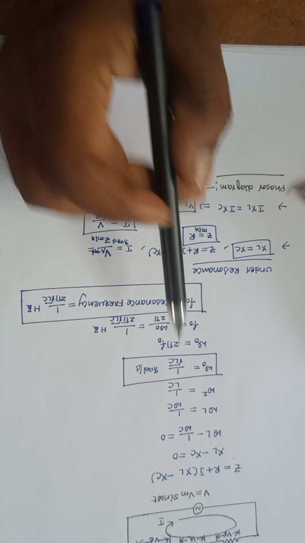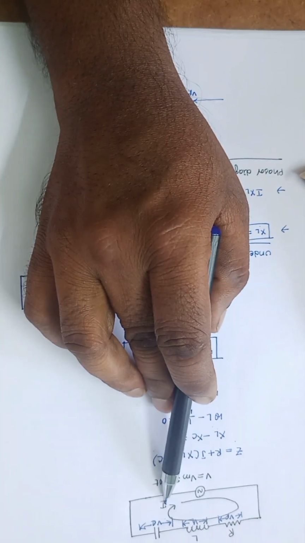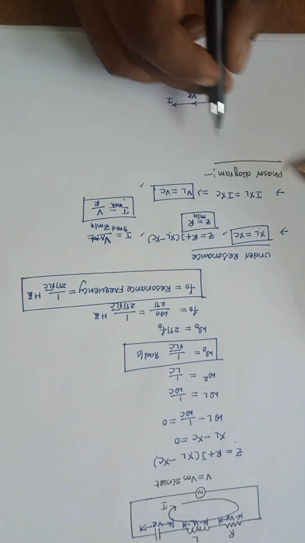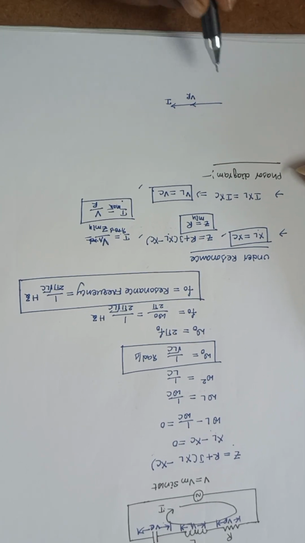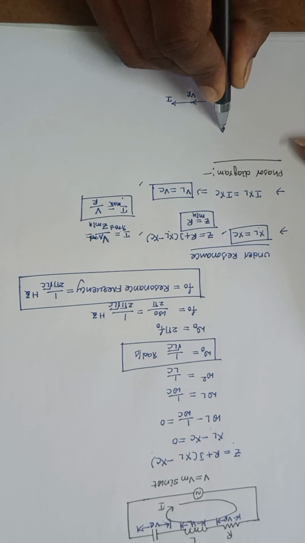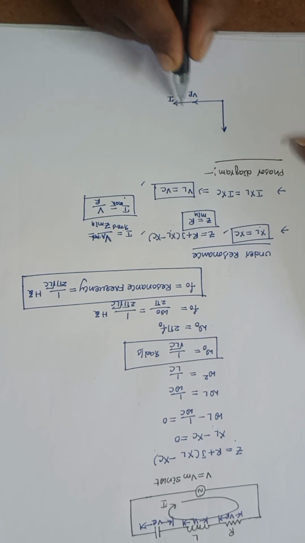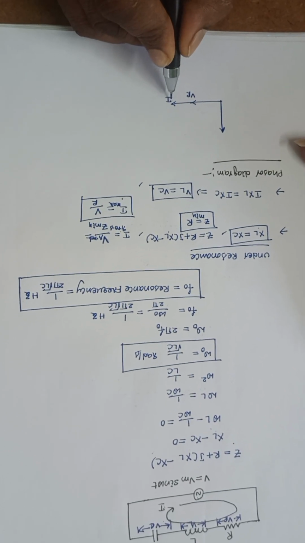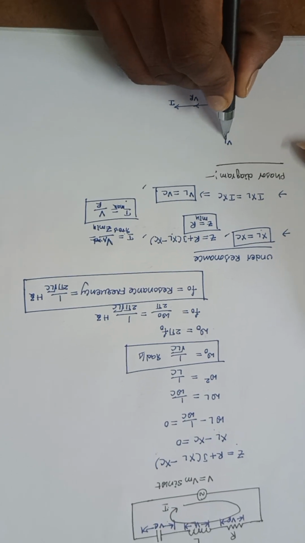Leading means that this VL leads I by 90 degrees. If the vectors are rotating in this direction, this VL will be first here. That means this VL will move first, and after that this current will move. That means this VL leads the current I.